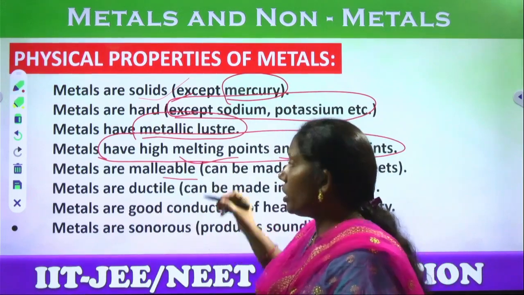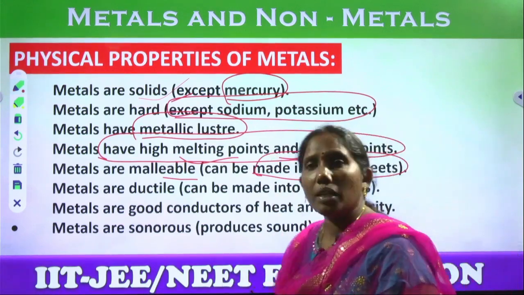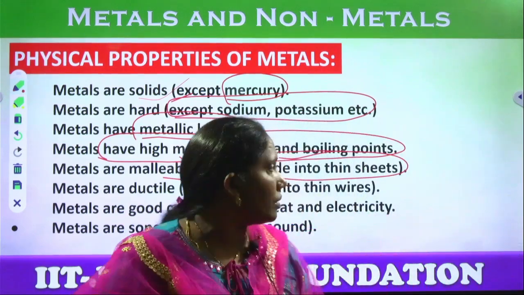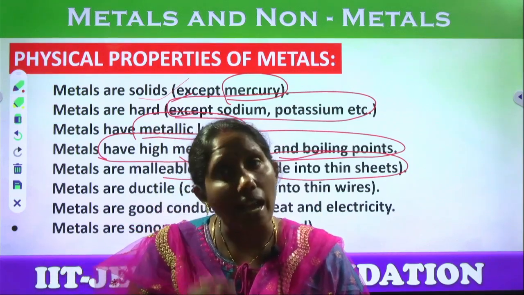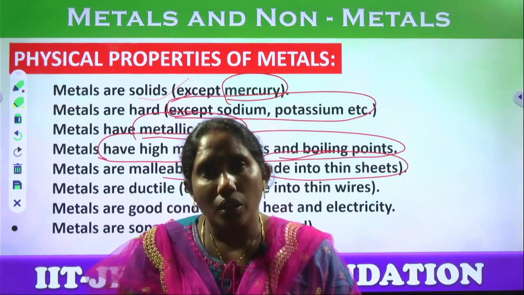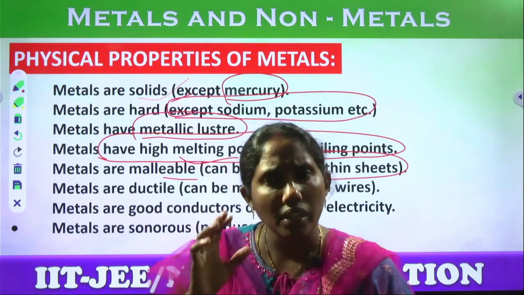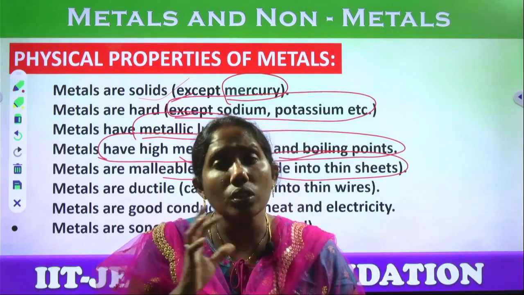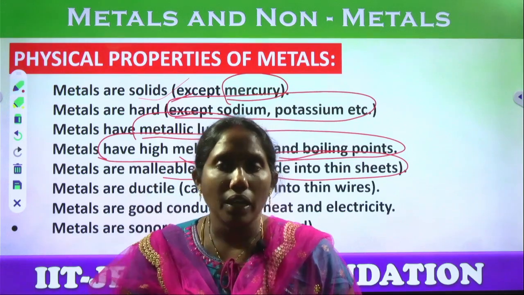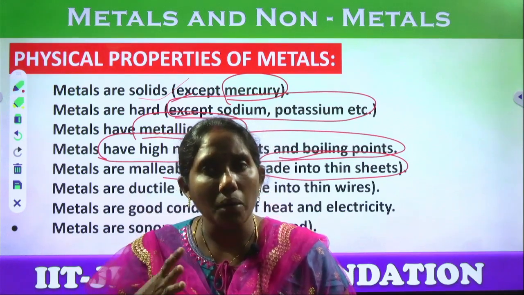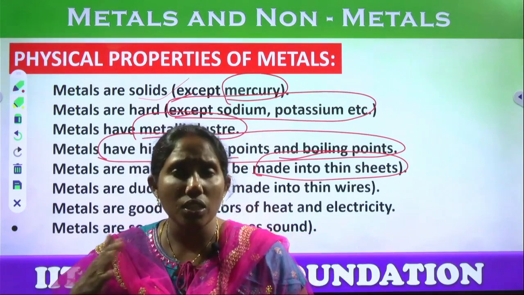Metals are malleable in nature. What is meant by malleability? It means we can make them into thin sheets. See, gold is highly malleable in nature. Platinum is also malleable in nature. Silver is malleable in nature. That's why we are making very smooth ornaments, very small ornaments, small models. Why? Because they are highly malleable in nature. It means we can beat them into thin sheets, whatever shape we want.